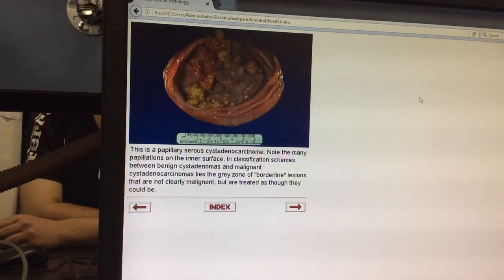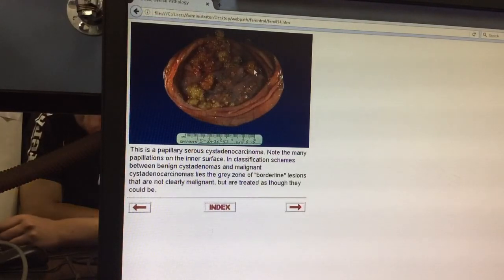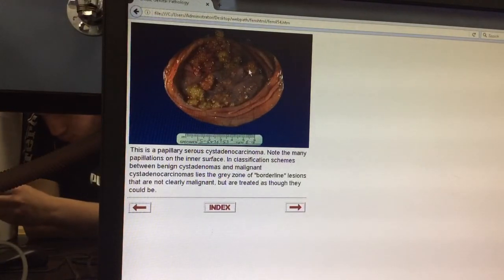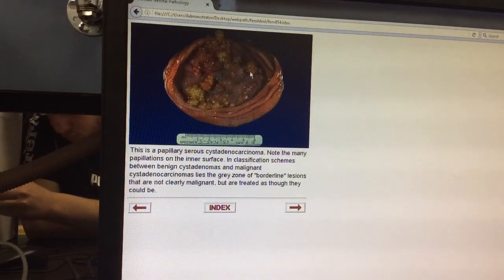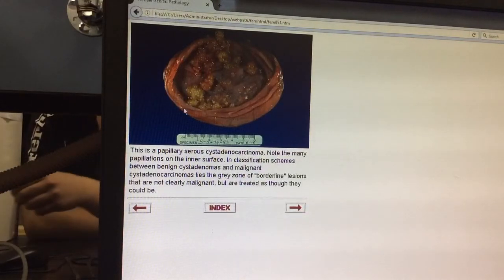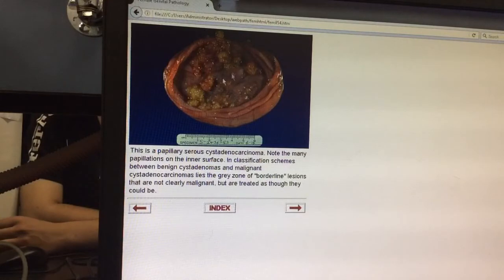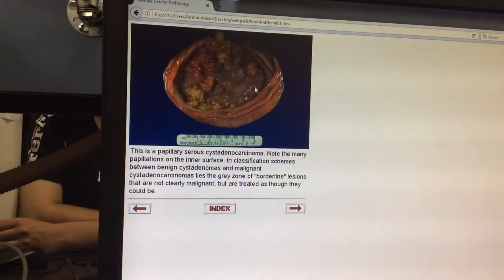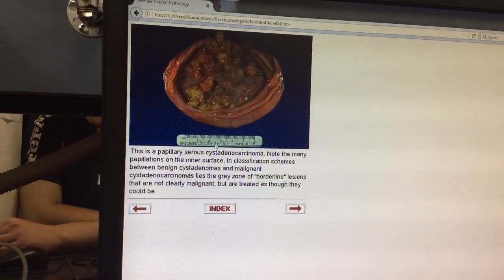This is another type of serous cystadenoma which shows papillary fronds. This is a papillary serous cystadenoma. Clear fluid and papillae projecting from the cyst wall. They are papillae, and this is papillary cystadenoma.